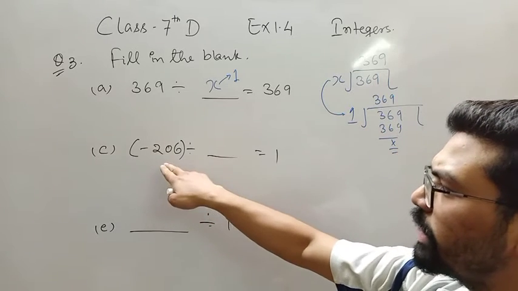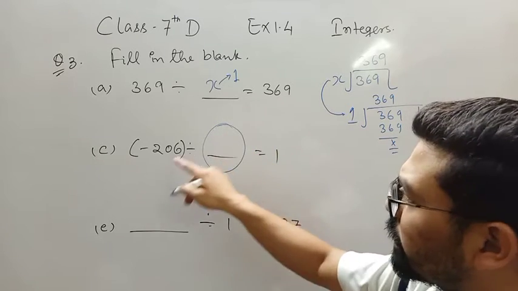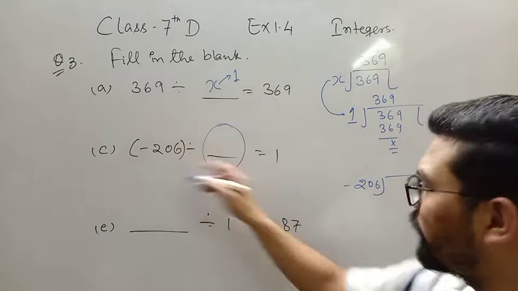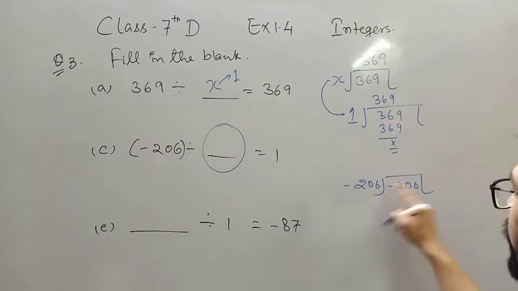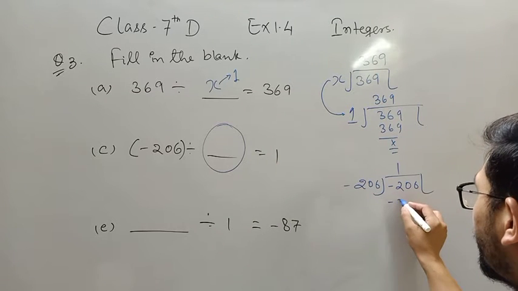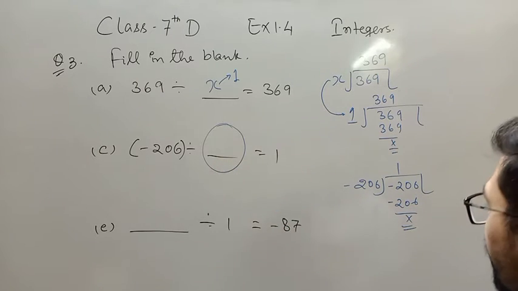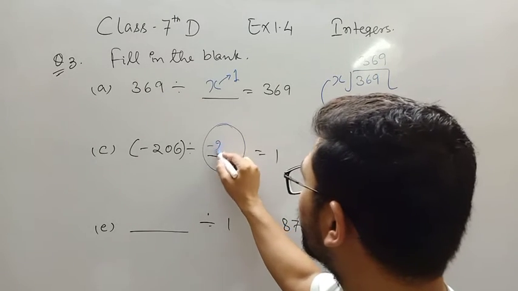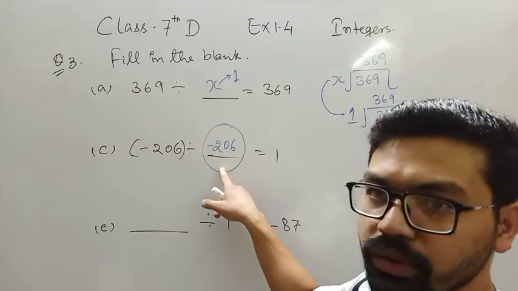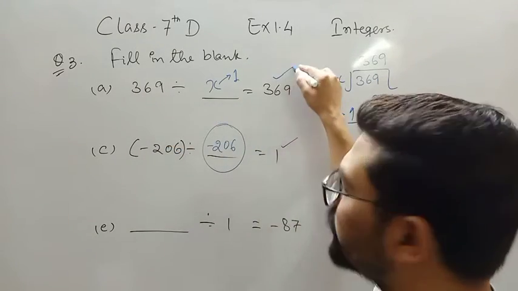Similarly, here you just need to divide minus 206 to get a value of 1. So what should I write in this blank? When I divide minus 206 by minus 206, then only I'll get 1. So minus 206 ones are minus 206, so the remainder is 0. So what value should I write here? Minus 206. So minus 206 when divided by minus 206 will give you 1. 369 when divided by 1 will give you 369.